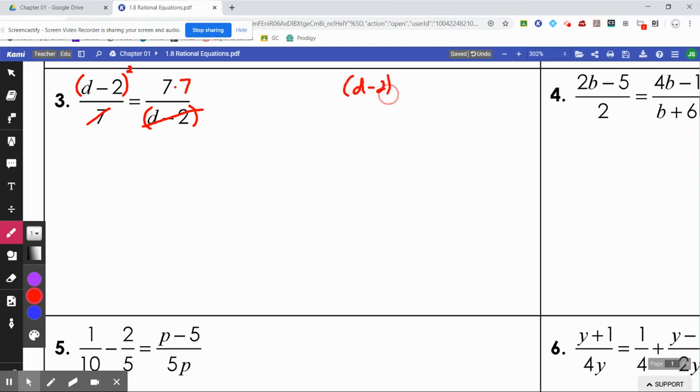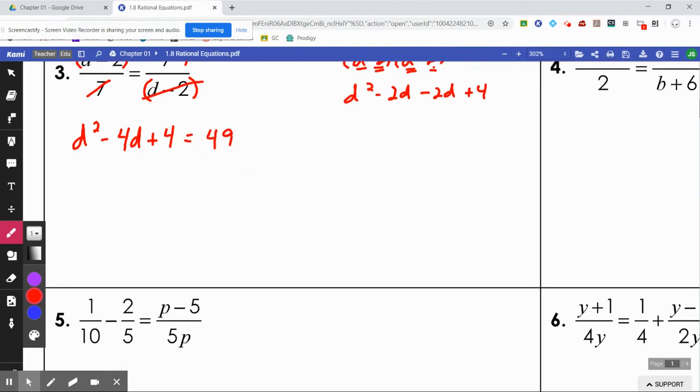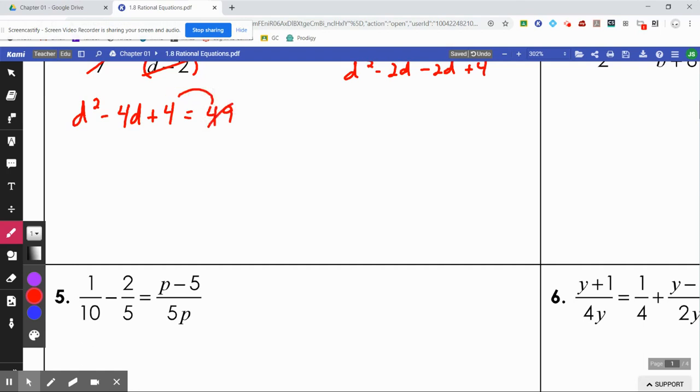I'm going to come over here to the side and let's distribute that out. It'll be d times both of them, which is d squared minus 2d. Negative 2 times both will be negative 2d plus 4. So that gives me d squared minus 4d plus 4. 7 times 7 is equal to 49. Now, since our resulting problem here is a quadratic equation, we have to use our quadratic steps. How do we solve this? Well, first off, we've got to move our 49 over. We now have d squared minus 4d, and when we subtract 49 from 4, it gives me negative 45 is equal to 0.